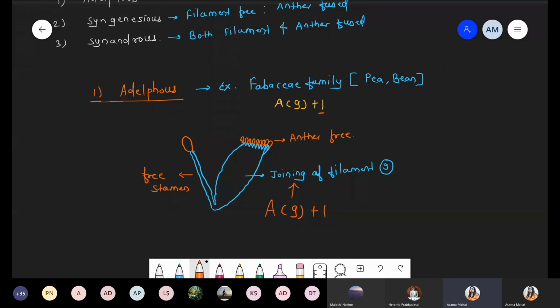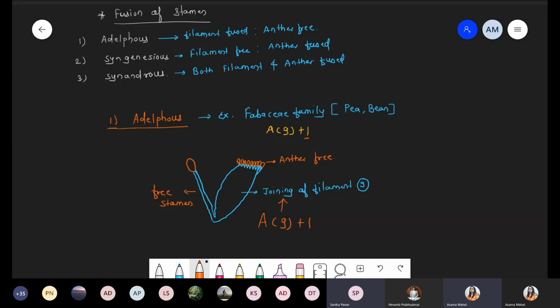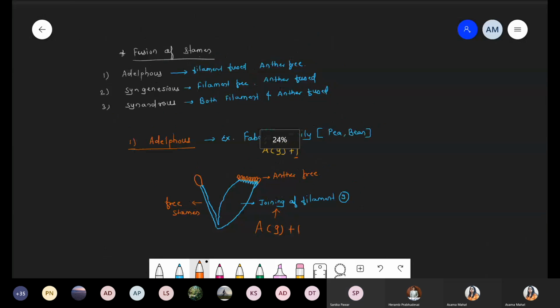These conditions are called the Adelphous condition, which is very common in the Fabaceae family. In this scenario, simply we can say all filaments show fusion, but the anthers are free. Got this point, everyone? Do you understand the meaning of Adelphous? Which part? Okay. Above 3 points.